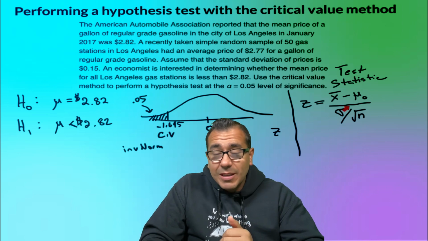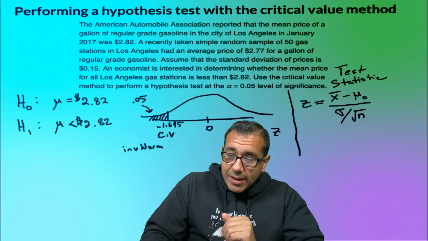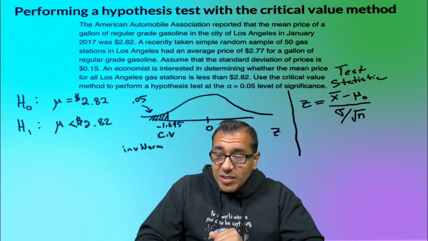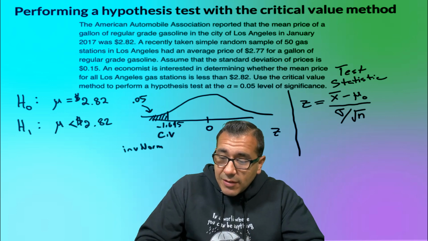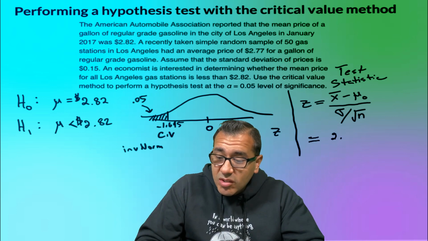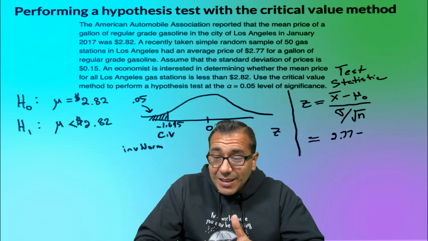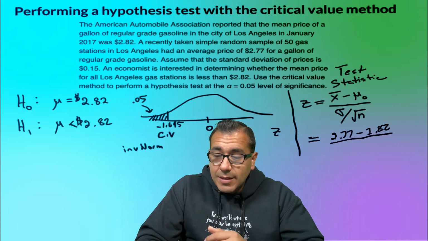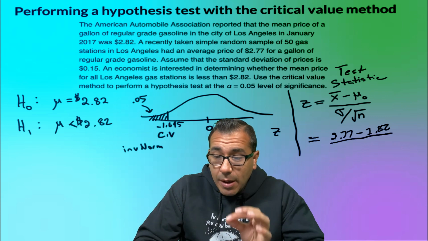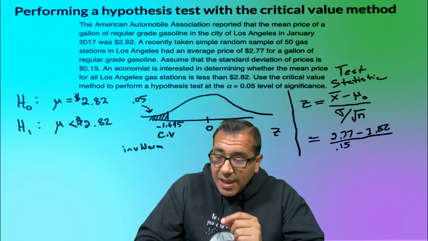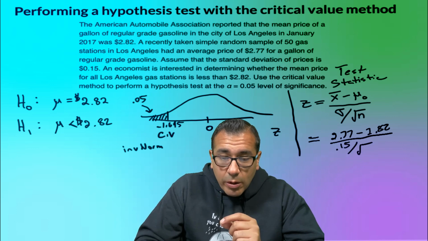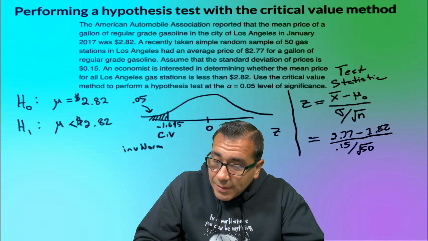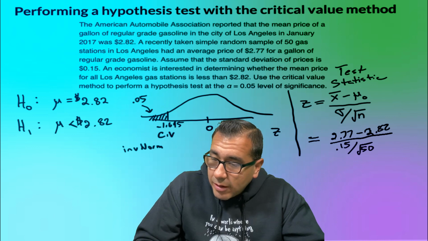Just like we said, we need to calculate our test statistic. This is our formula, the same formula we've been using as before to calculate our z value, in this case our test statistic. So we're just going to plug everything in. Our x bar that we found in this case was 2.77. Our mean that we're using is 2.82. Sorry, that's messy. The standard deviation for the population here is 0.15, and we're dividing by the square root of n, and in this case, we looked at 50 gas stations. Sorry, I'm trying to squeeze everything in here.